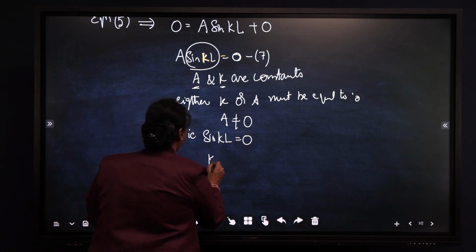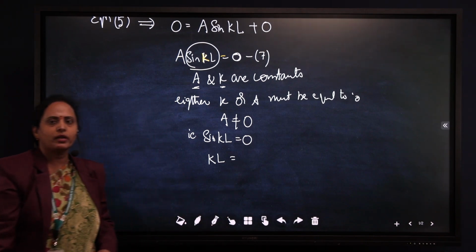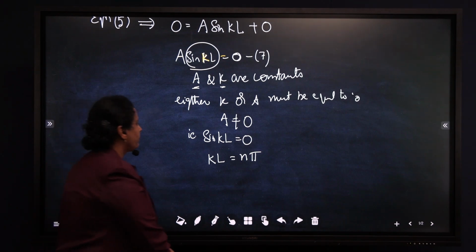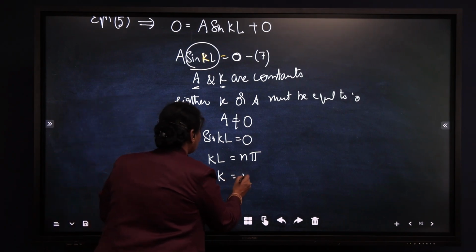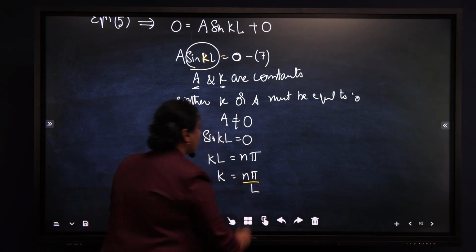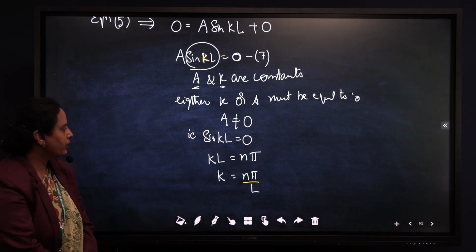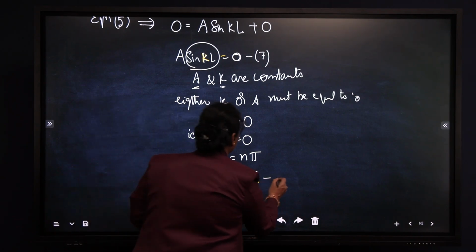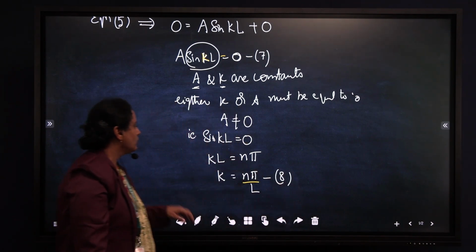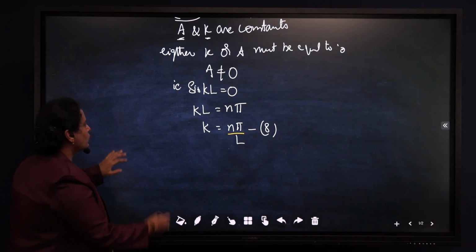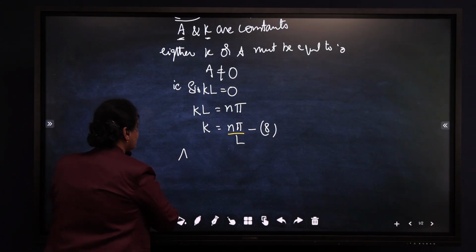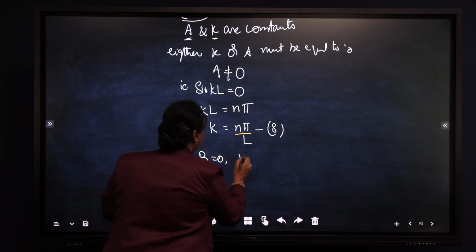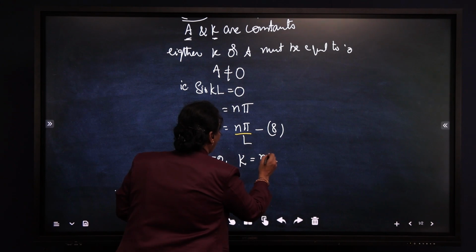Or else I can also write it as KL is equal to n pi, or else k is equal to n pi by L. So we have calculated one more constant. Here we have calculated two constants: one is b is equal to 0, and the other constant is k is equal to n pi by L.